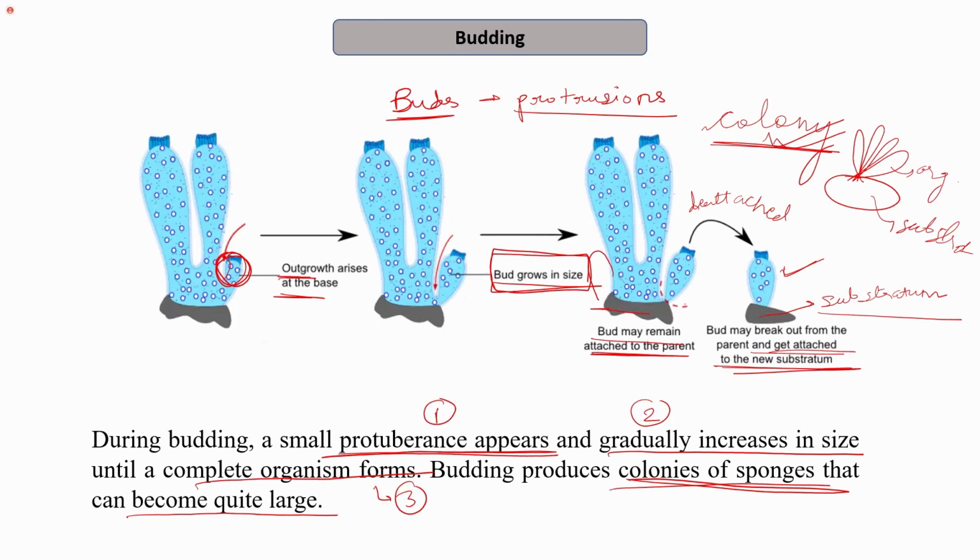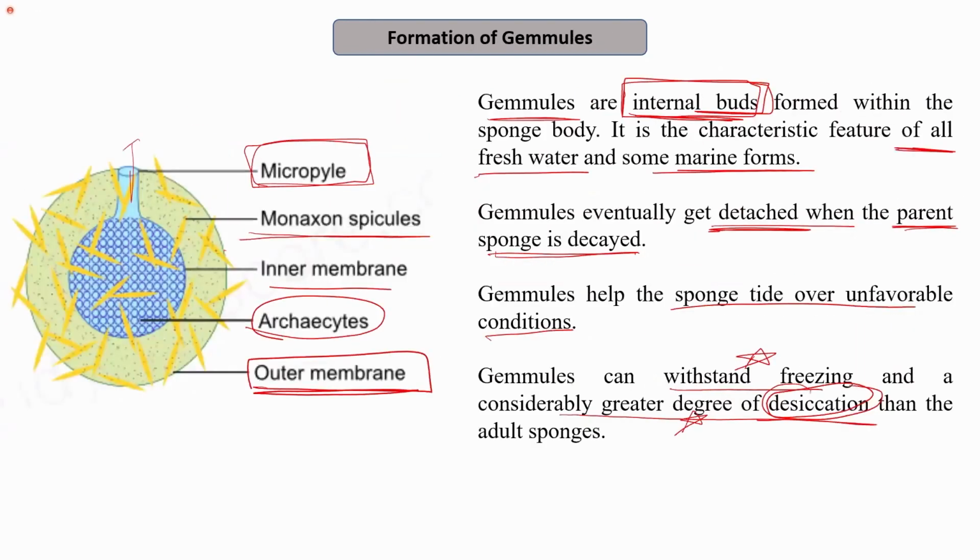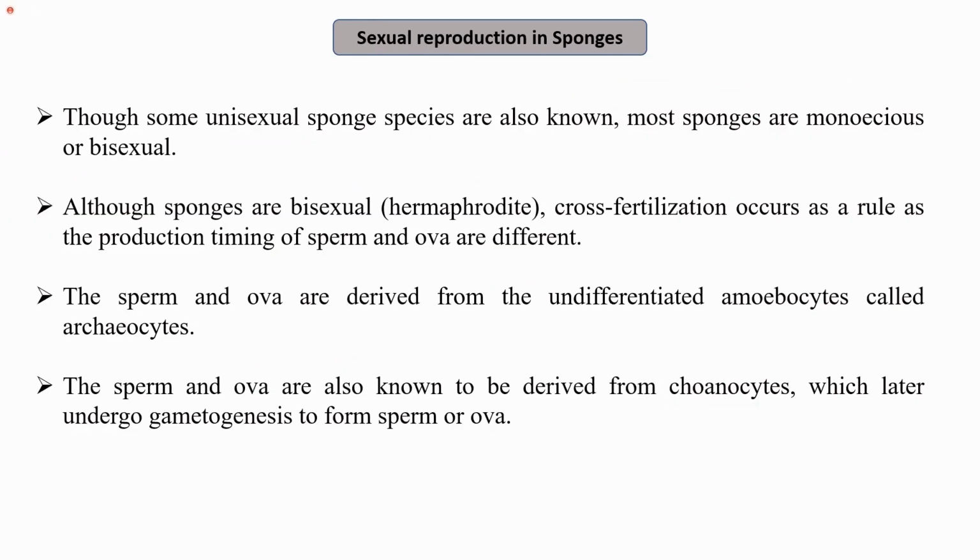So this was about the asexual reproduction that happens in the sponges. Now we will learn about the sexual reproduction in sponges. So we know that though some unisexual sponge species are also known, most sponges are monoecious or bisexual. What do I mean by that?